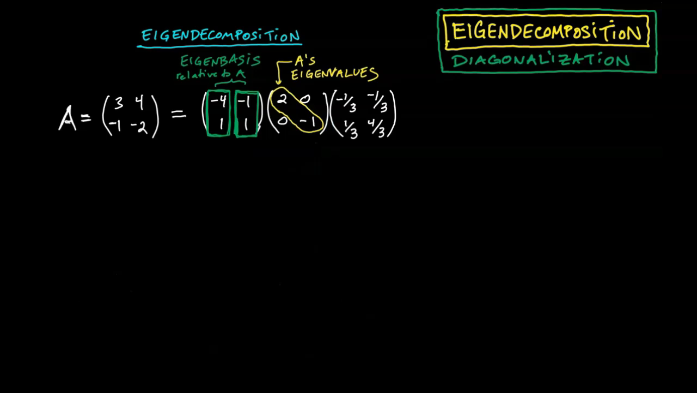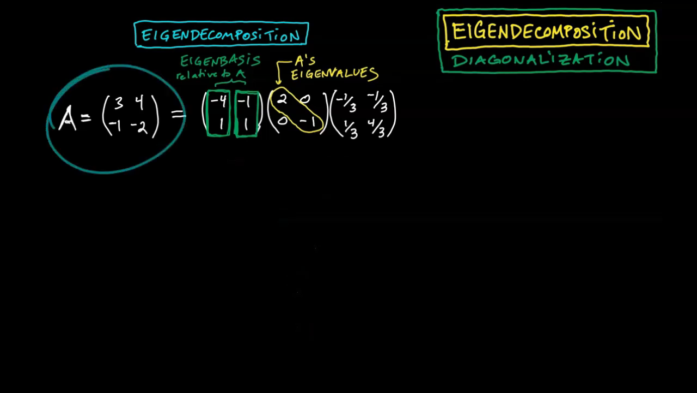Well, that's terrific. Now we can start to see the value of an eigendecomposition. It's like an interesting X-ray of our matrix. If we have an eigendecomposition, it exposes to view the eigenvalues of the matrix and an eigenbasis. What more can a person ask for?